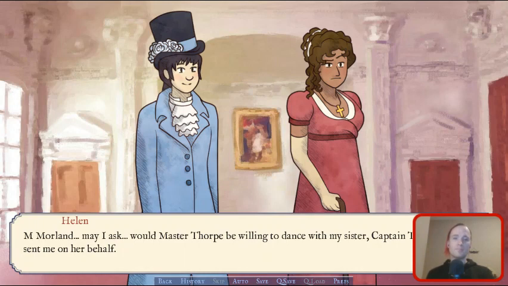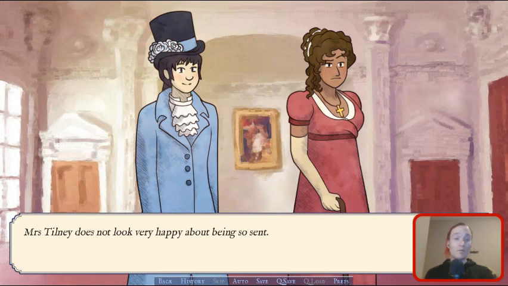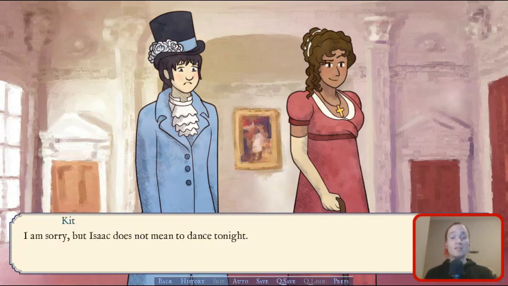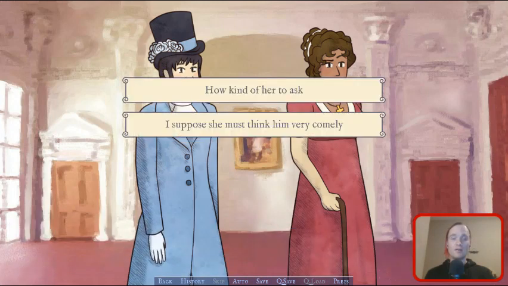And Morland, may I ask, would Master Thorpe be willing to dance with my sister, Captain Tilney? She has sent me on her behalf. She has wildest expressions. I don't know what she wants. Miss Tilney does not look very happy by being so sent. I'm sorry, but Isaac does not mean to dance tonight. How kind of her to ask.